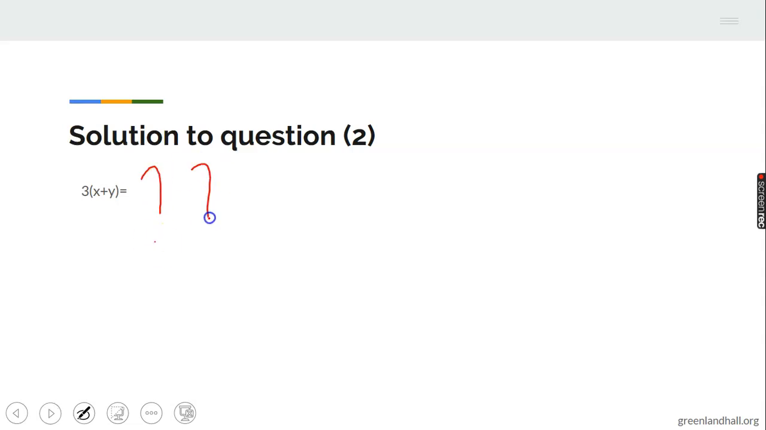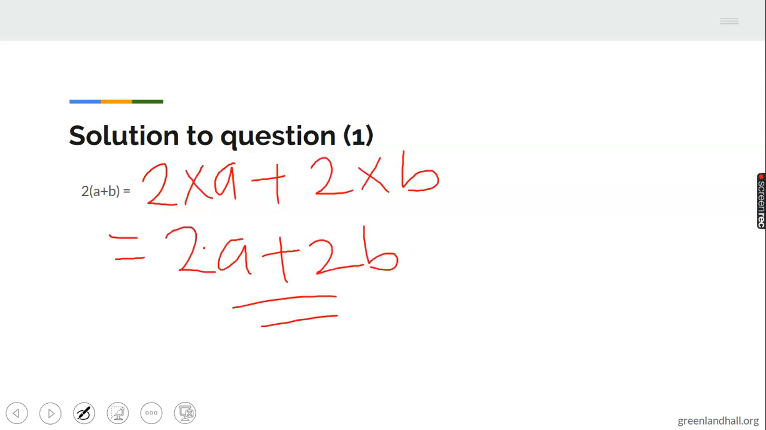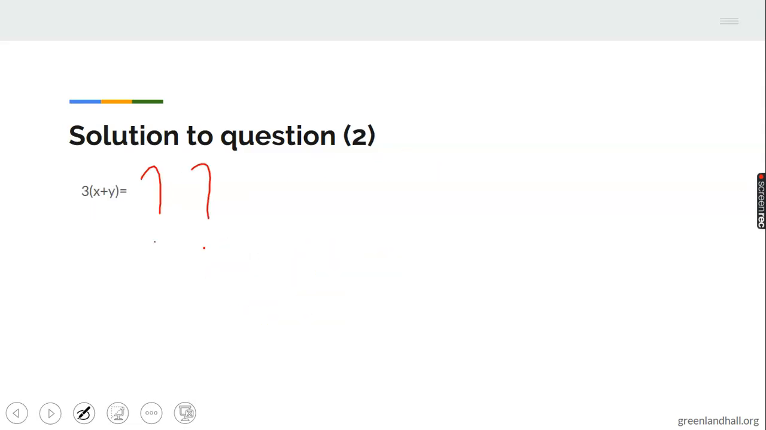I will not solve this. You solve it yourself. Follow the first example, this one, and use it to solve that. Okay, I just give you 5 seconds to do that.